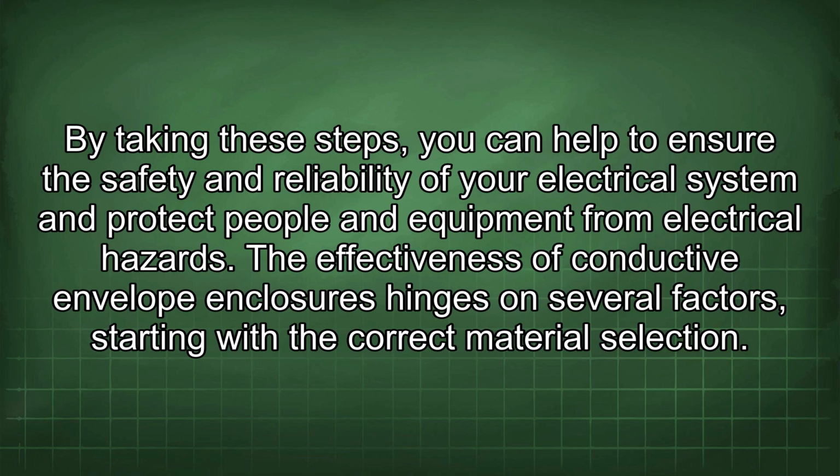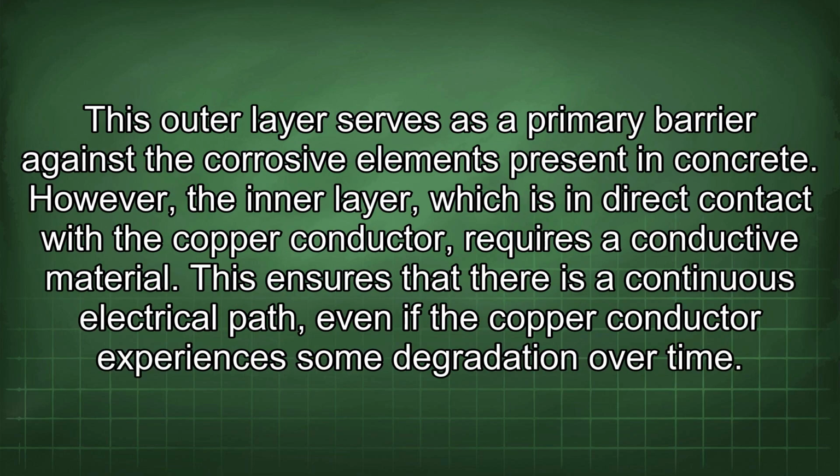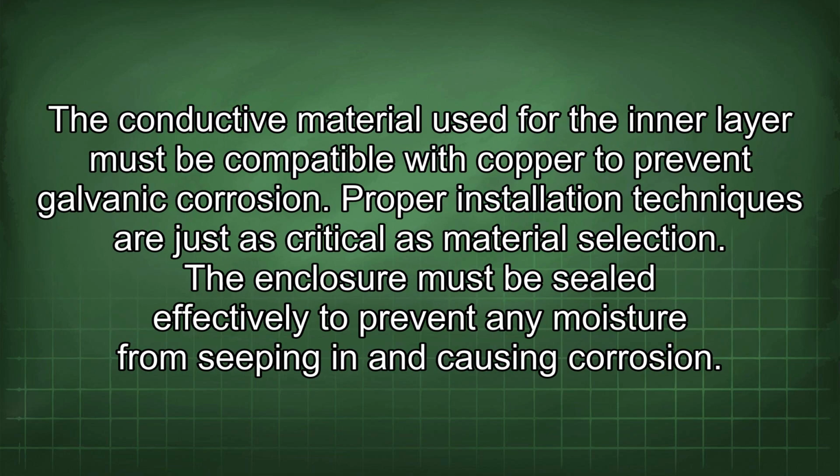The effectiveness of conductive envelope enclosures hinges on several factors, starting with the correct material selection. The choice of materials dictates the enclosure's resistance to environmental stressors and its ability to maintain electrical continuity. For the outer layer, materials like PVC or other non-conductive plastics are preferred due to their excellent insulating properties and resistance to moisture and chemicals. This outer layer serves as a primary barrier against the corrosive elements present in concrete. However, the inner layer, which is in direct contact with the copper conductor, requires a conductive material. This ensures that there is a continuous electrical path, even if the copper conductor experiences some degradation over time. The conductive material used for the inner layer must be compatible with copper to prevent galvanic corrosion.